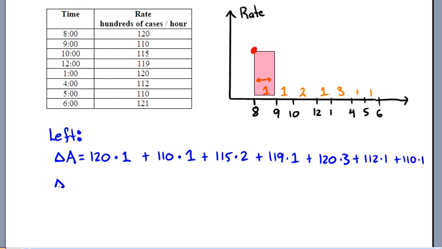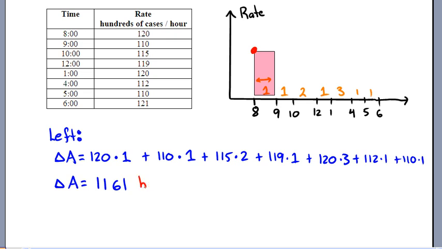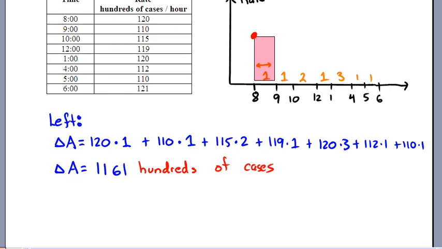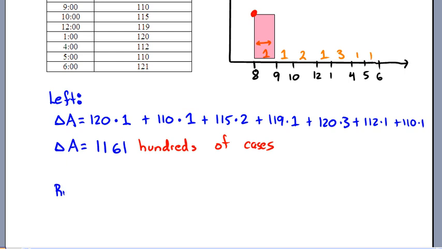And when I use that approximation, the left approximation, the number I get is 1,161. Now remember, these are hundreds of cases. Well, we're trying to do trapezoid, and we're getting there by doing a left and a right. So we've got to finish this off with the right.